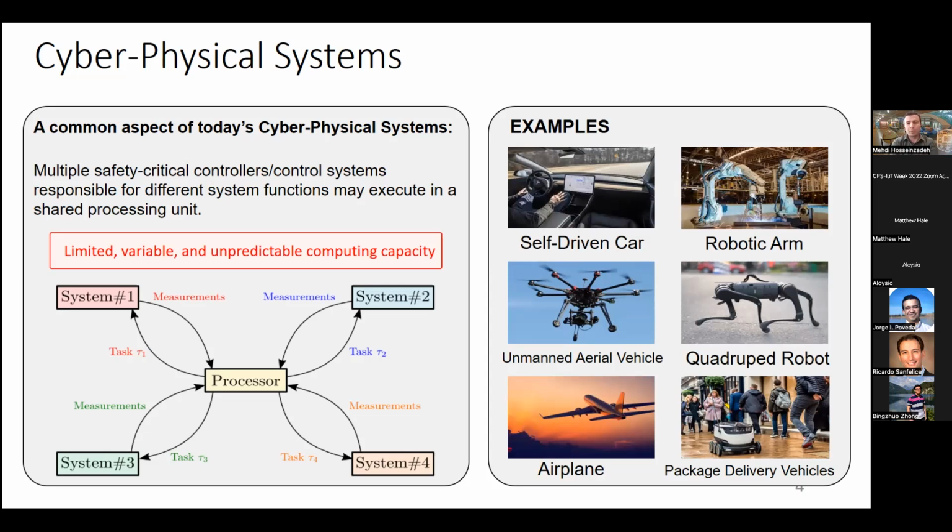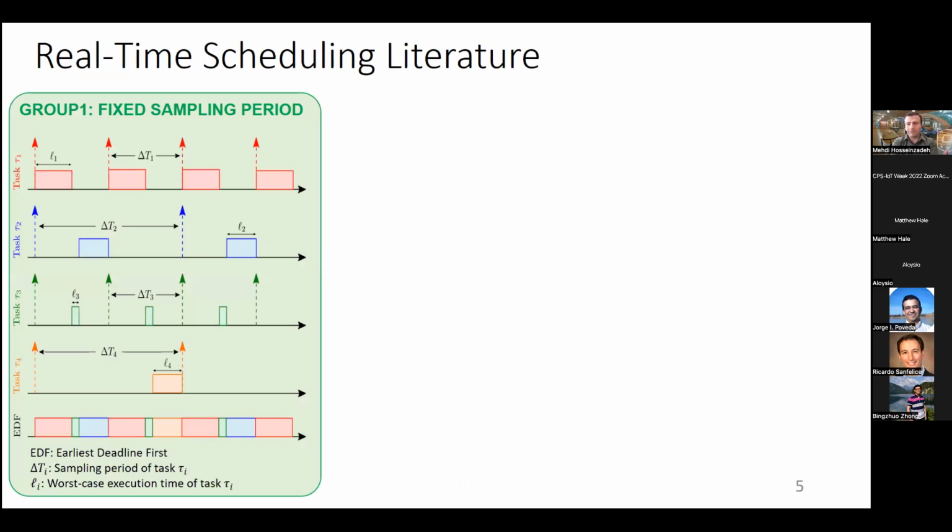Several attempts have been reported in the literature to address the issue of limited computing capacity. Let's start with taking a look at the real-time scheduling literature. Roughly, we can divide the existing methods into 2 groups. The first group is fixed sampling period. So first, we need to determine the worst-case execution time of each control task, and then using a given policy, for instance, here I've used earliest deadline first policy, we can determine the sampling period of each control task.